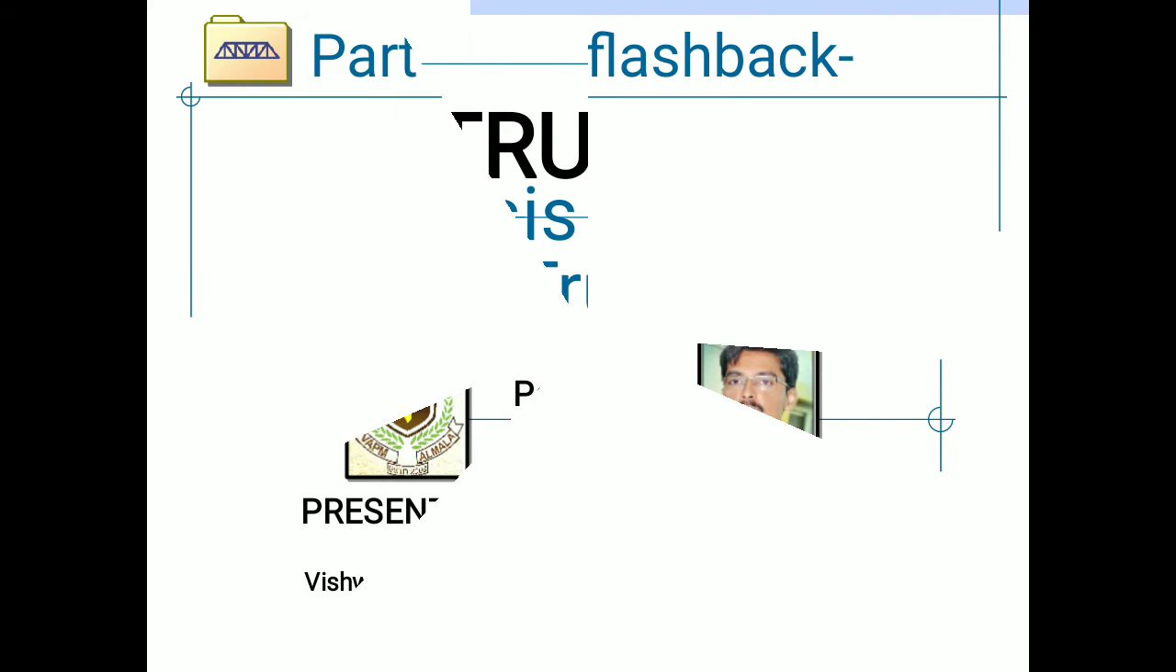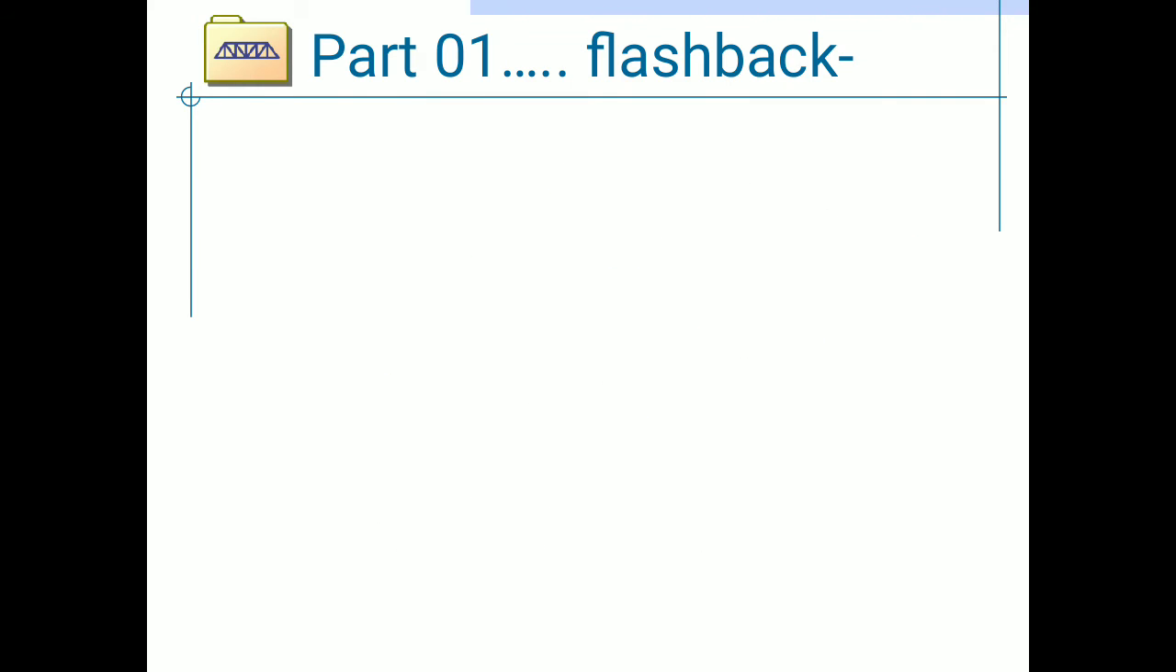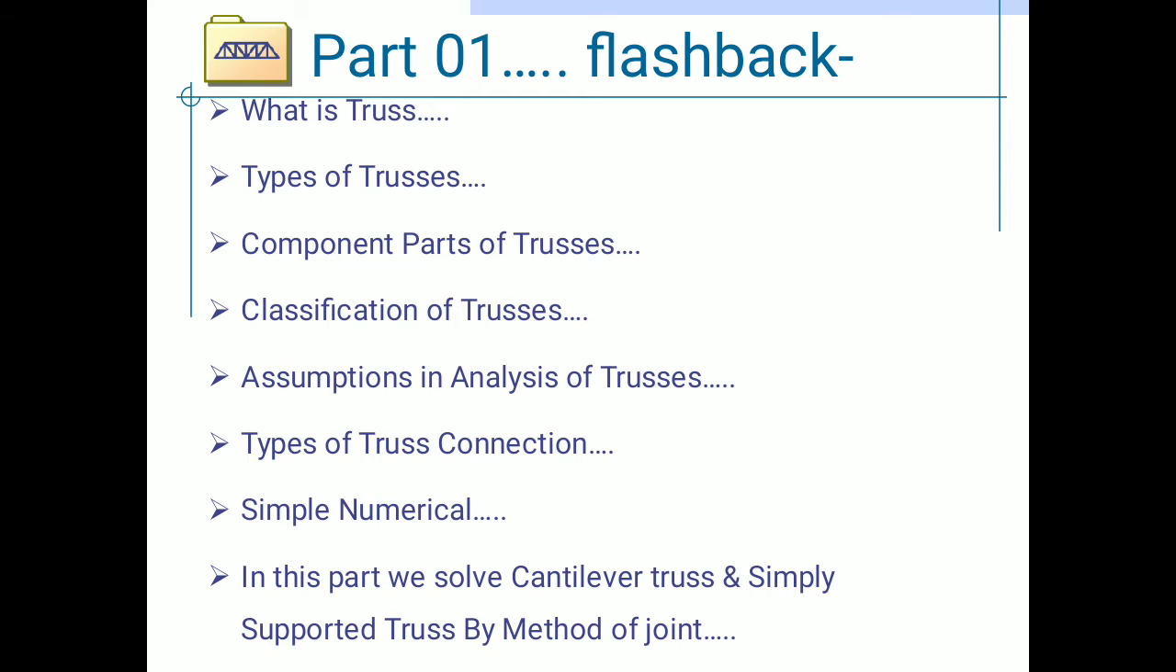In part 1, we saw what a truss is, the types of different trusses, component parts of trusses, classification of trusses, assumptions in analysis of trusses, types of truss connection, and one simple numerical problem. In this part, we will solve the cantilever truss and simple supported truss by method of joint.